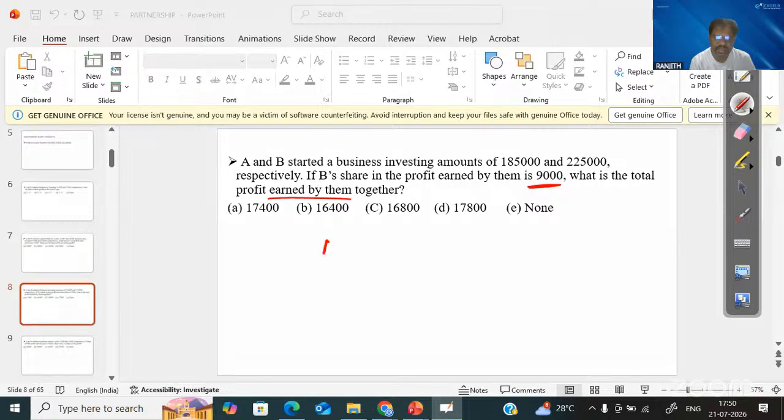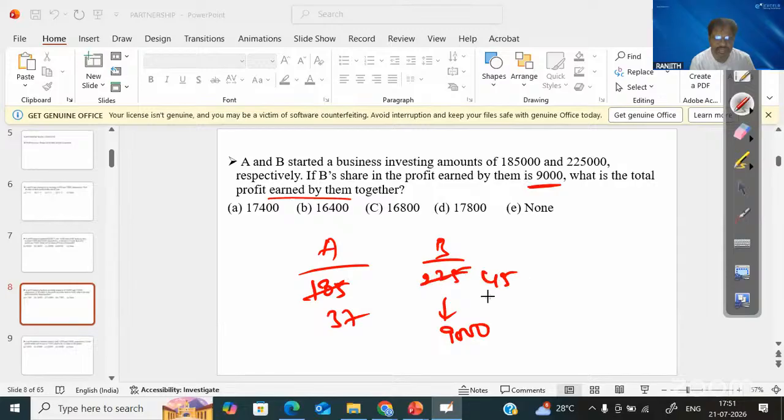Investment of A and B equals 185 and 225. Then the profit of B equals 9,000. So cancelling by 5, we get 37 and 45, where 45 parts is given as the value 9,000. 45 to 9,000, how many times? 200 times.